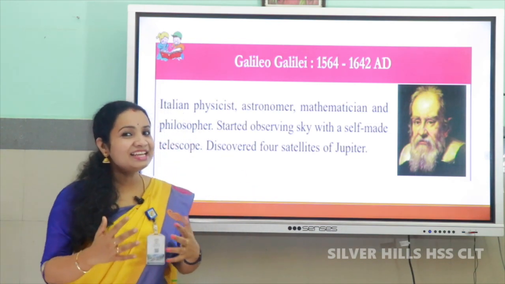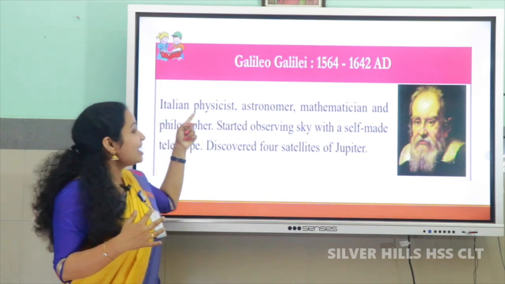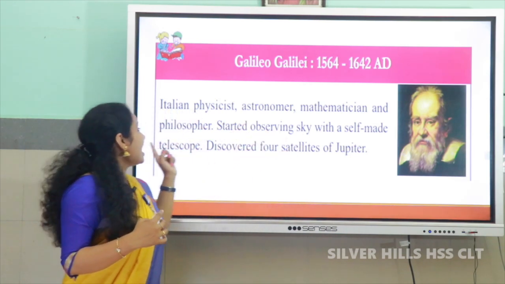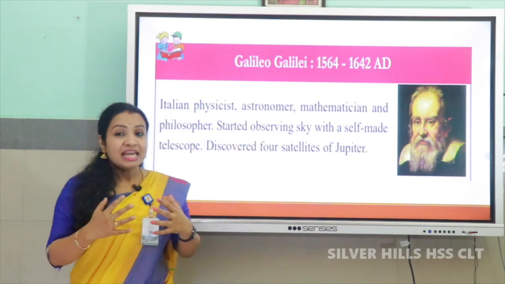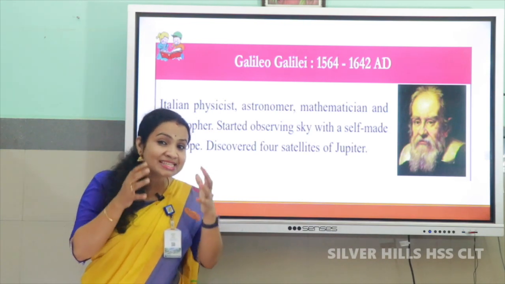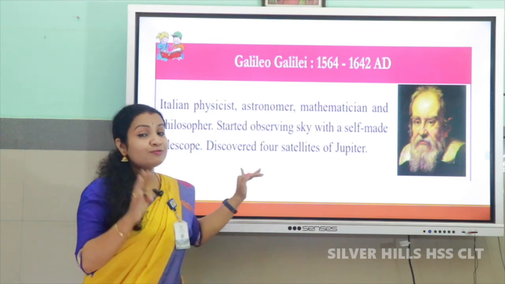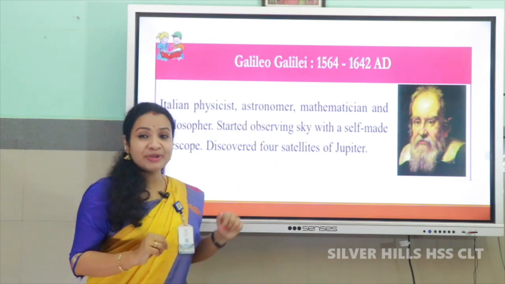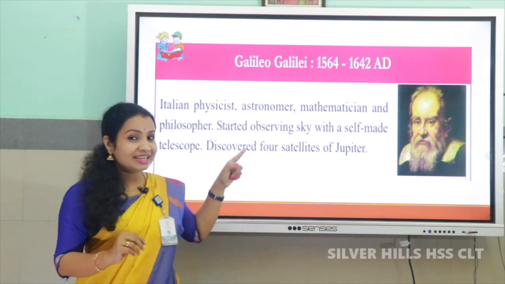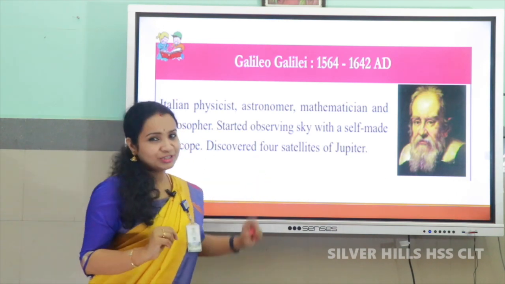He is Galileo Galilei. He was an Italian physicist, astronomer, mathematician and a philosopher. He was the one who started observing the sky with his self-made telescope. He discovered 4 satellites of Jupiter. So children, Galileo Galilei discovered 4 satellites of Jupiter.